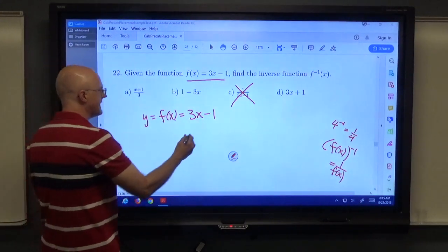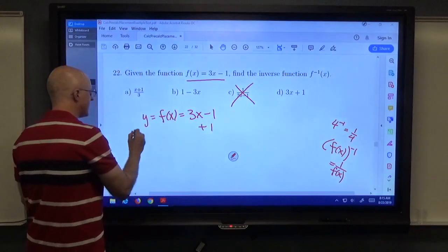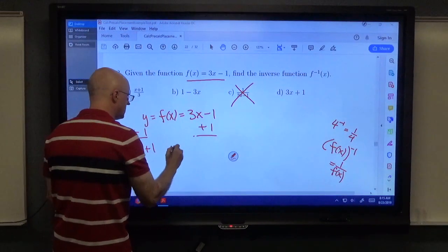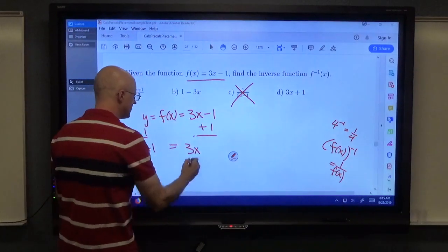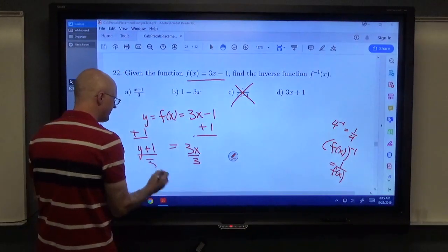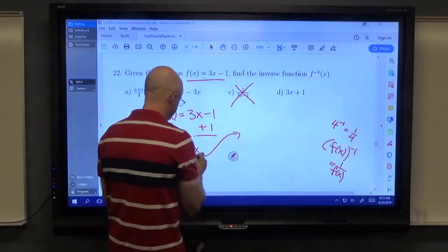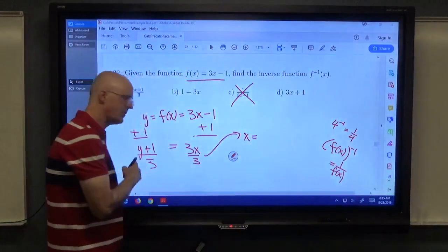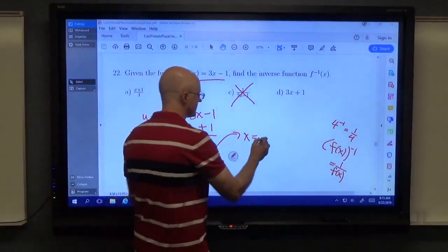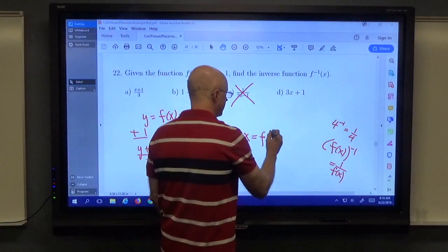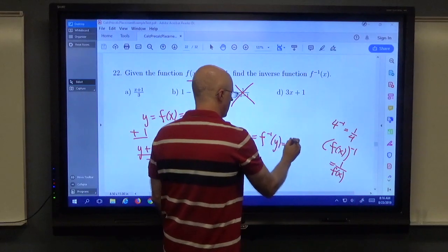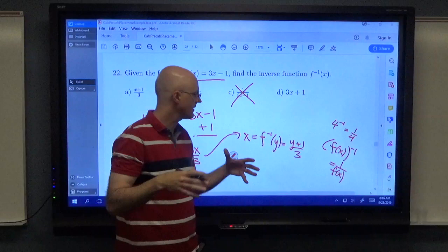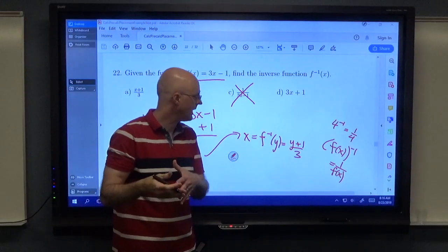So we want to isolate x. So add 1 to both sides here. y plus 1 will equal 3x. Divide both sides by 3. 3 divided by 3 here is 1. 1 times x is x. You get x equals (y plus 1) over 3. And that is the inverse function. f inverse of y is (y plus 1) over 3. Or if you prefer, you could break that fraction apart and write it as 1/3 y plus 1/3.